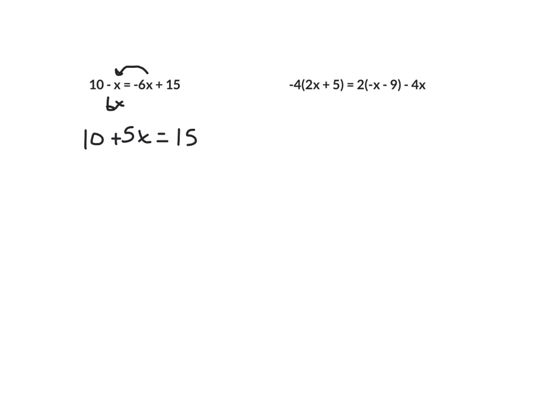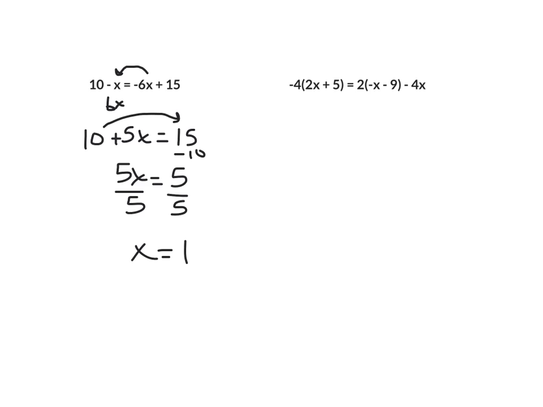So I need to get the 10 over there with the 15. I'm going to move the 10 over. Makes it minus 10. 15 minus 10 is 5. Then just divide both sides by 5. 5 divided by 5 is 1. And that's your solution.